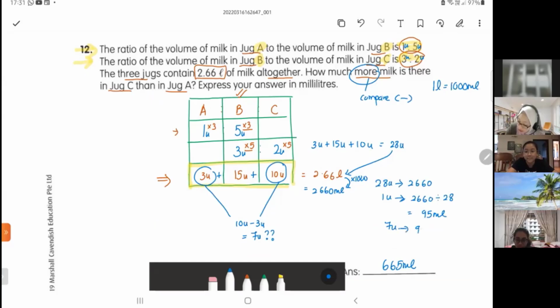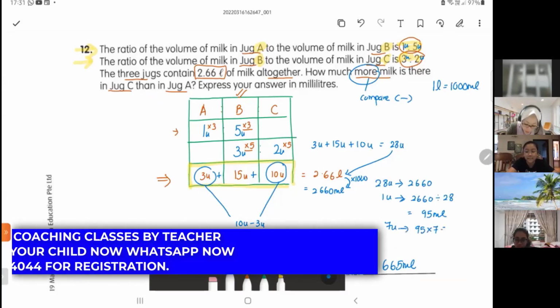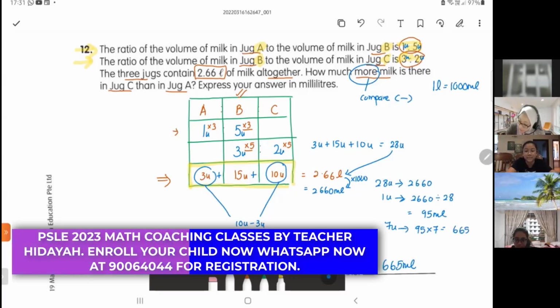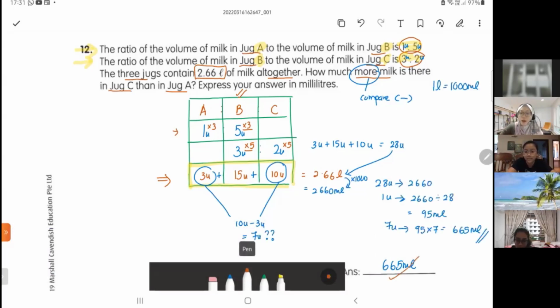Units will be 95 times 7. I will get 665 ml. Final answer. So this is correct. Okay. What concept? Repeated identity concept.